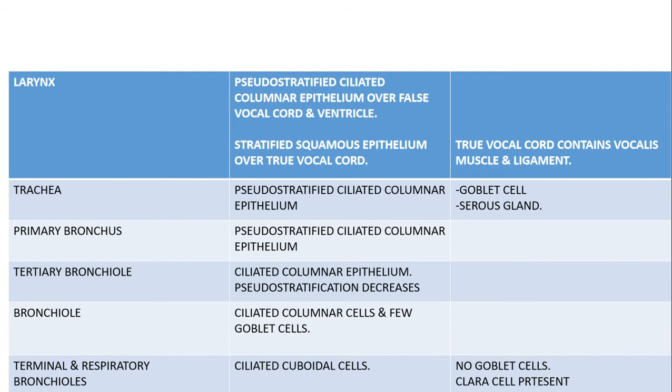The true vocal cord contains vocalis muscle and ligament, and the lining epithelium of the true vocal cord, please remember, is stratified squamous epithelium. It may come as a question in NEET.